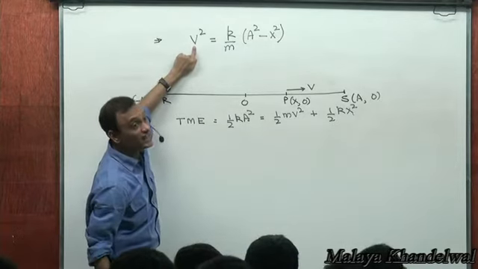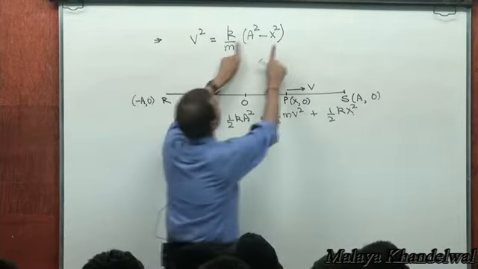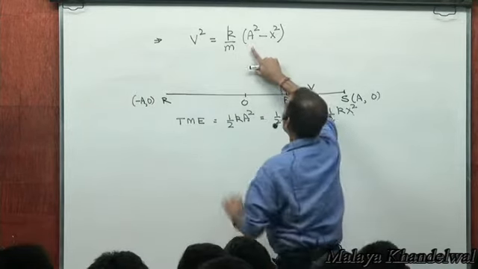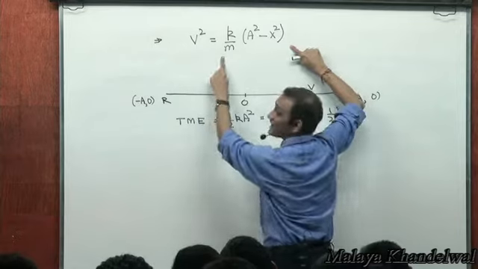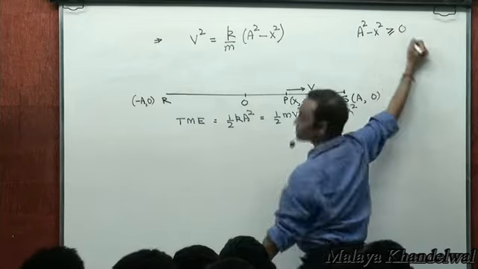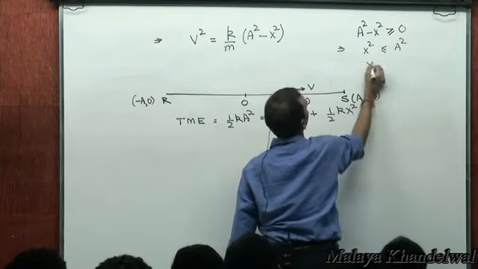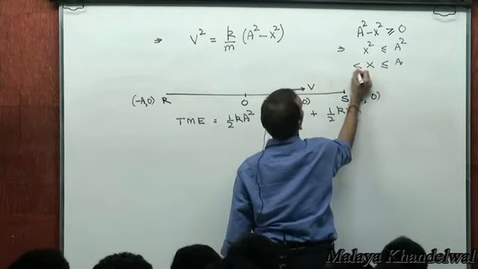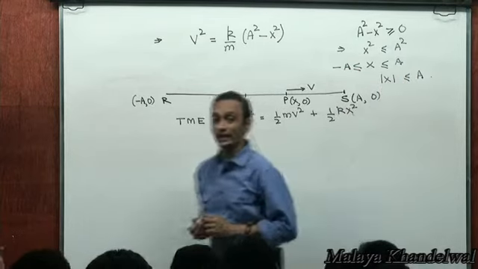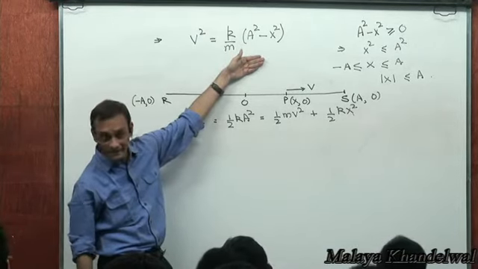Now v squared is always greater than or equal to 0. So this must also be greater than or equal to 0. k is a positive constant, m is a positive constant. Therefore, in order that this is greater than or equal to 0, we must have A squared minus x squared always greater than or equal to 0. That means x squared less than or equal to A squared. That means x always lies between minus A to plus A. That means mod x will always be less than or equal to A, which is very clearly reflected in this.